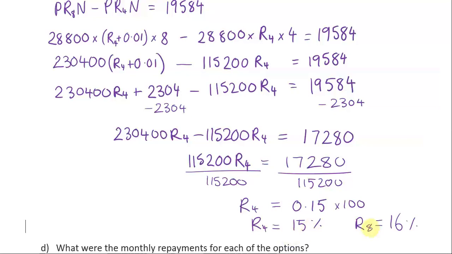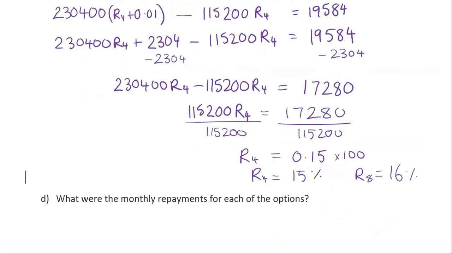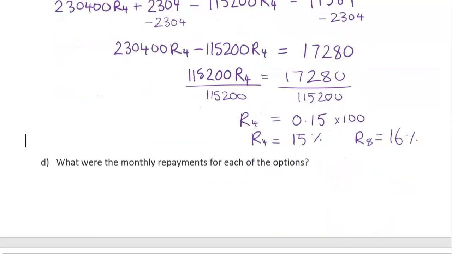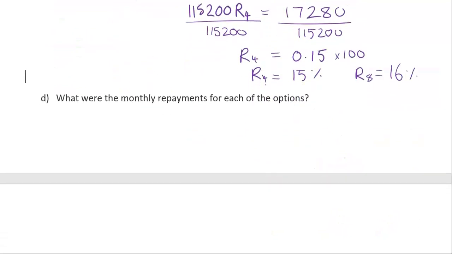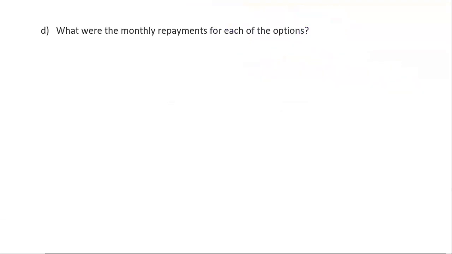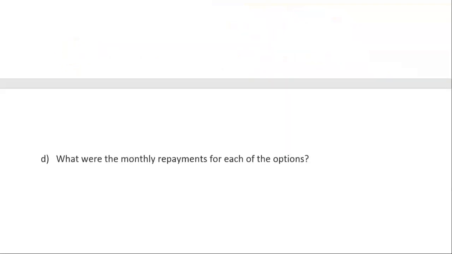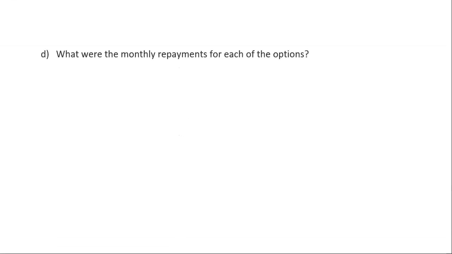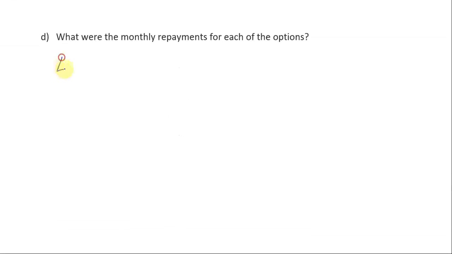So there's our two interest rate options. After a lot of algebra here, we managed to get interest rate of 15% and interest rate of 16%. Now this is a real problem-solving question. We have one more part to it. What were the monthly repayments for each option? So to calculate the monthly repayments for each option, we'll do them one at a time. First we'll do our 4-year option.